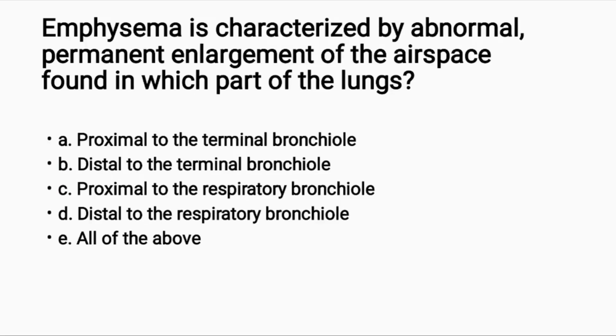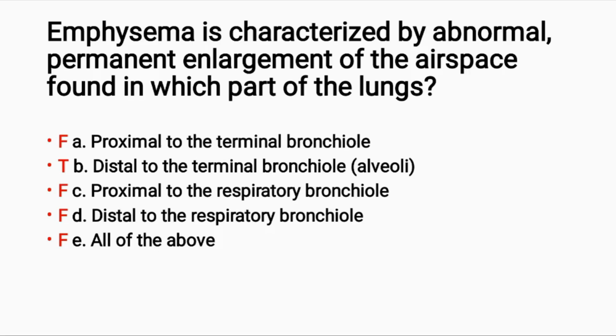Emphysema is characterized by abnormal permanent enlargement of the air space found in which part of the lungs? A. Proximal to the terminal bronchiole. B. Distal to the terminal bronchiole. C. Proximal to the respiratory bronchiole. D. Distal to the respiratory bronchiole. E. All of the above. Well, the answer is B. Distal to the terminal bronchiole.